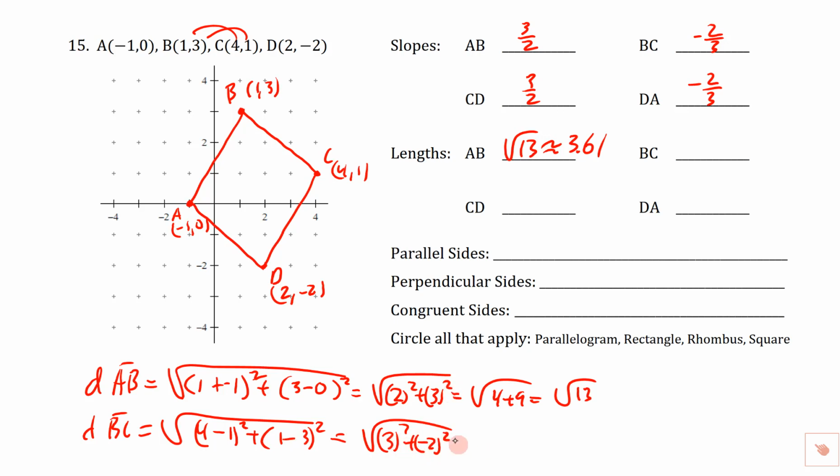And again, always a good idea to use parentheses, even if they're not absolutely required. So we're going to have a 9, because that's 3 squared, and we're going to have a 4 here. So this one also works out to be radical 13. So from B to C is radical 13, which again would be approximately 3.61.